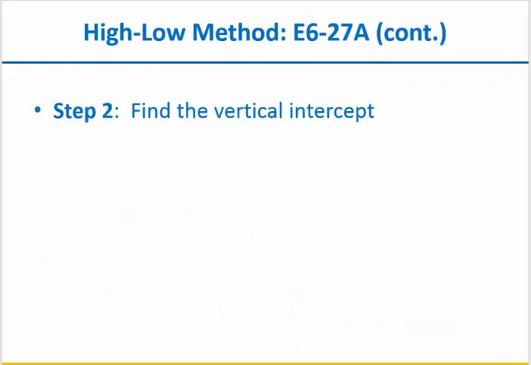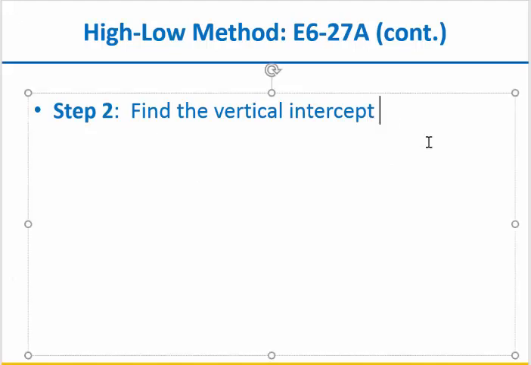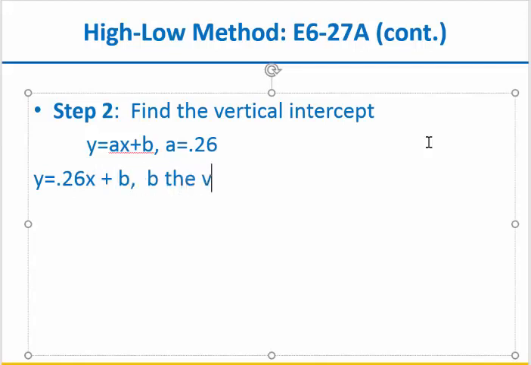So next, we are going to find the vertical intercept. If you look at the cost equation, y equals ax plus b, this is the cost equation. And from step 1, we know that the slope a is 0.26 already. So I can have the equation y equals 0.26x plus b. And this b is the vertical intercept I'm looking for, which is actually the fixed cost.